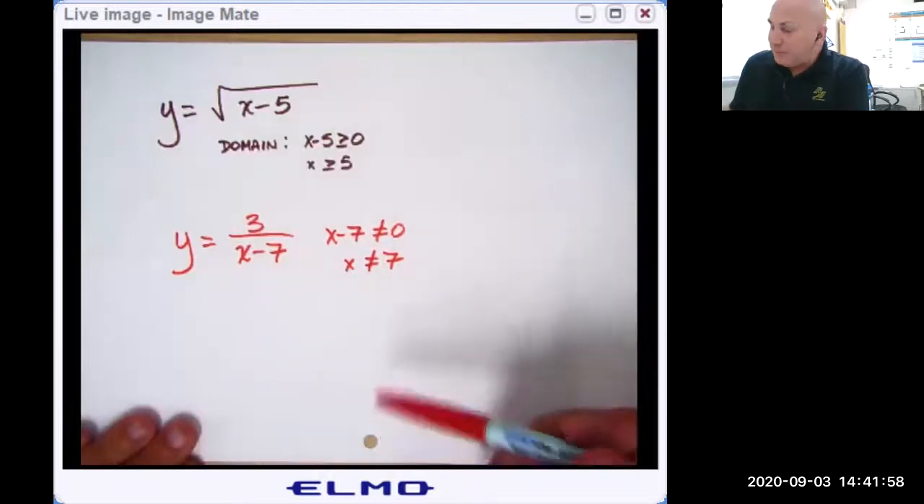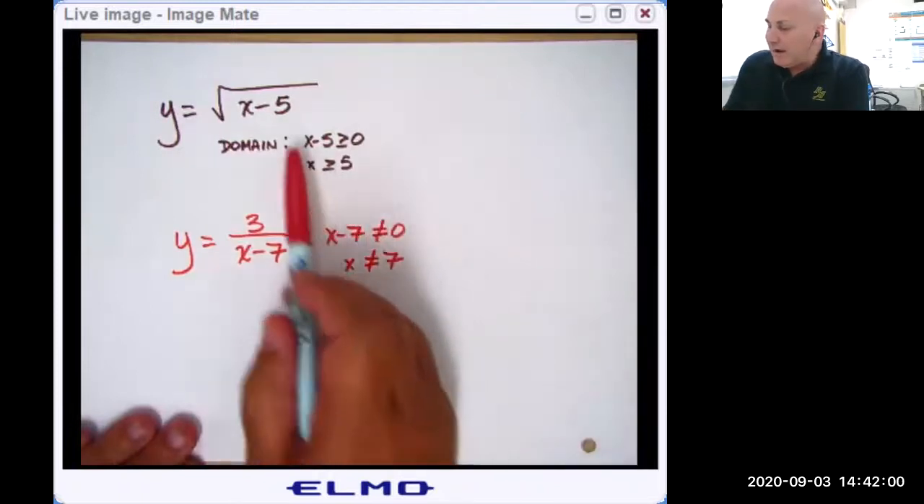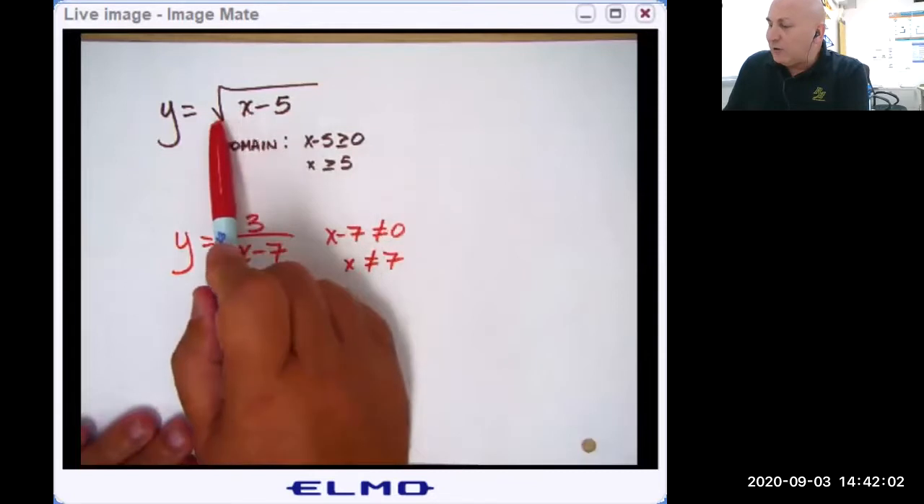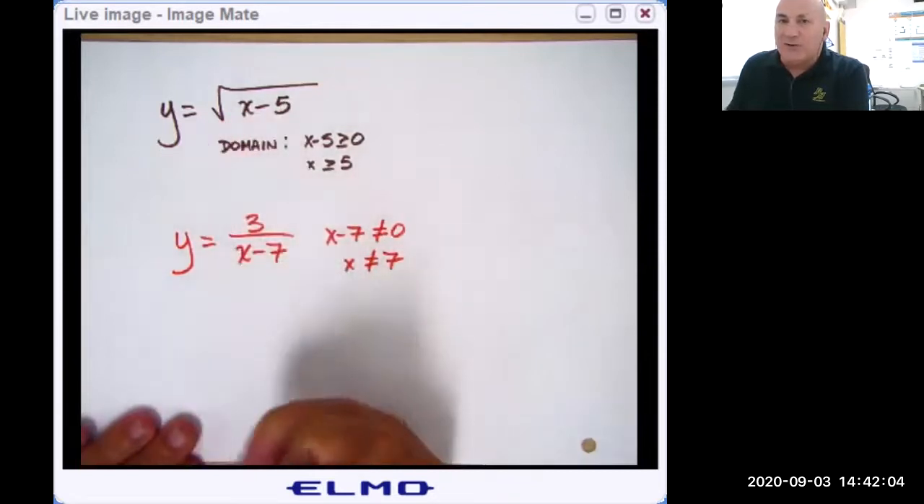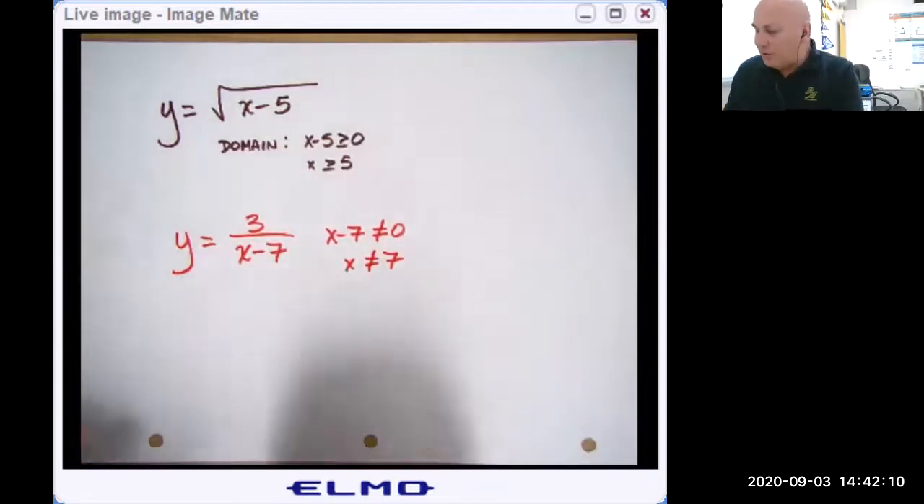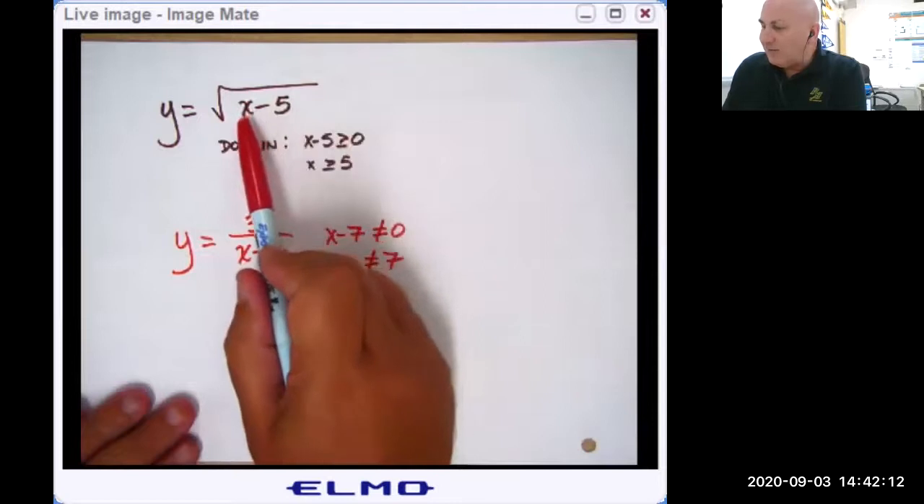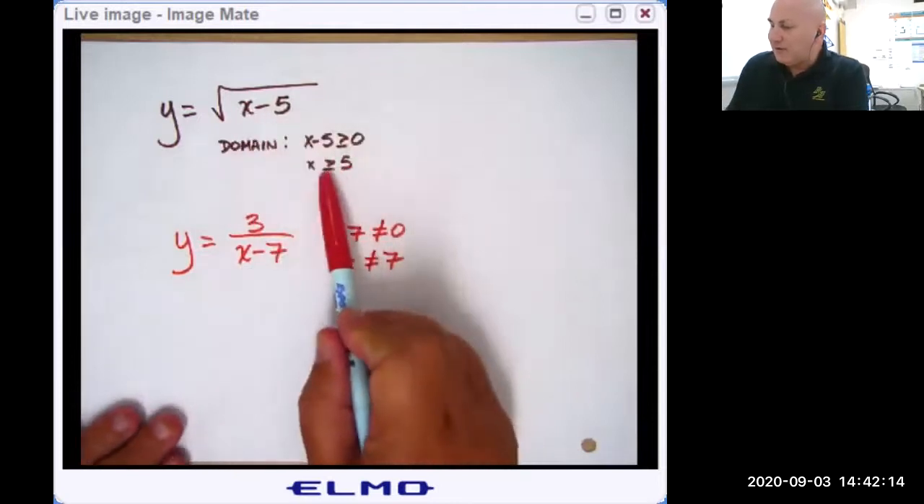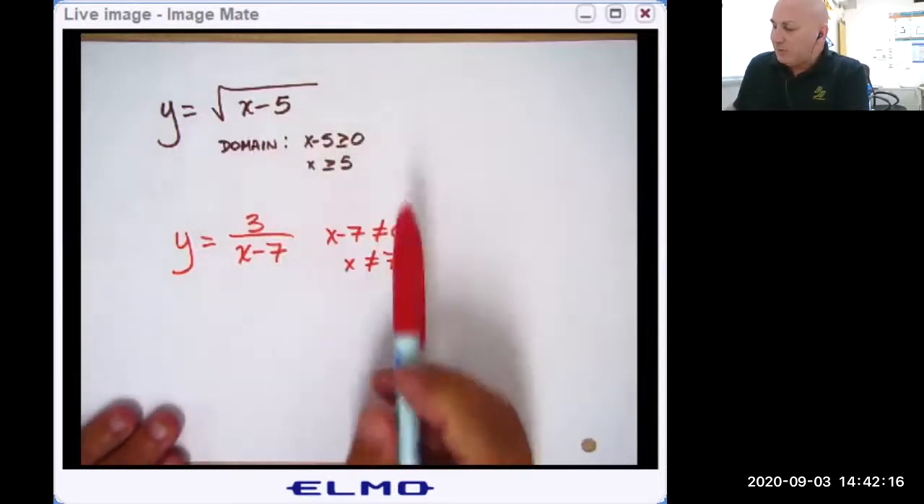That's okay. So when we graph this, you can tell that this is just a square root function translated 5 units to the right, which means normally the square root function starts at 0, 0. So now it's going to start at 5, 0, because x has to be greater than or equal to 5.